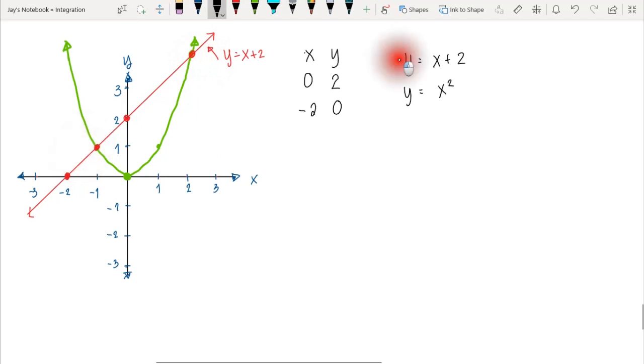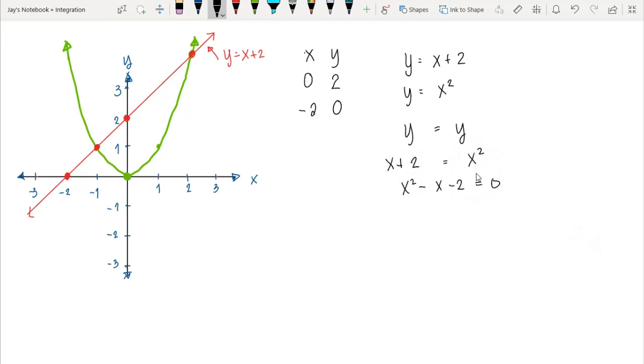So by letting our y for the line and y for the curve be equal, we have x plus 2 is equal to x squared. This is the y for the line and y for the parabola. Then we have x squared minus x minus 2 is equal to 0. This would be our quadratic equation. Now compute for the value of x using two methods. You can use the quadratic formula, x equal to negative b plus or minus the square root of b squared minus 4ac, over 2a, wherein a is the coefficient of x squared, that is 1, b is the coefficient of x, that is negative 1, and c is negative 2.